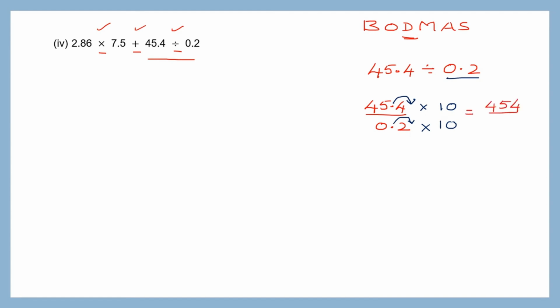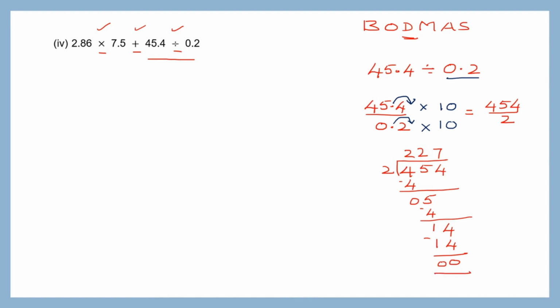454 divided by 2. Let's do that division. 2 2s are 4, minus. I bring down 5 again. 2 2s are 4, minus. I bring down 4. Now it is 14. 2 7s are 14, minus 0. So I've got my answer as 227. So let me write that down there.